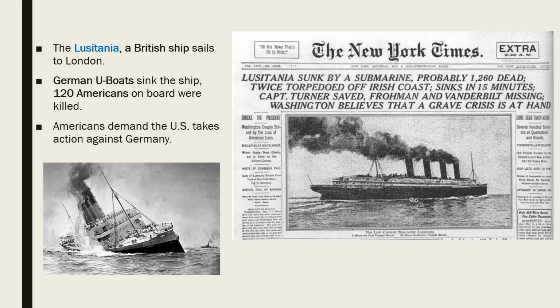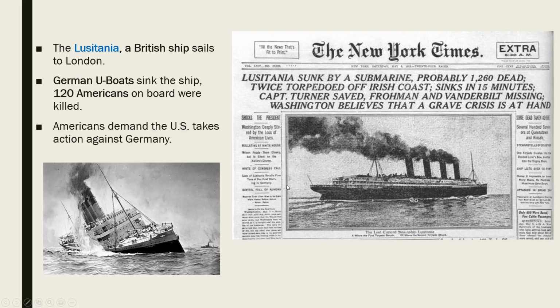And this ship wasn't armed. It wasn't aggressive. It literally was a passenger ship. Most ships that were sunk were merchant ships. They didn't have a lot of people on them. This one was a different story. Lots and lots of people. Kind of looks like Titanic, right?